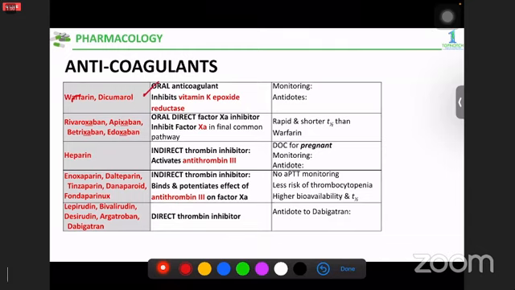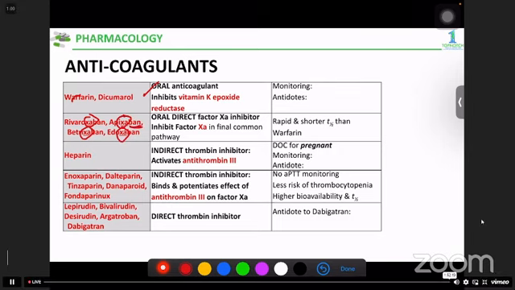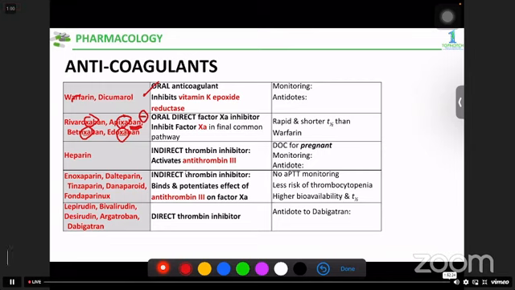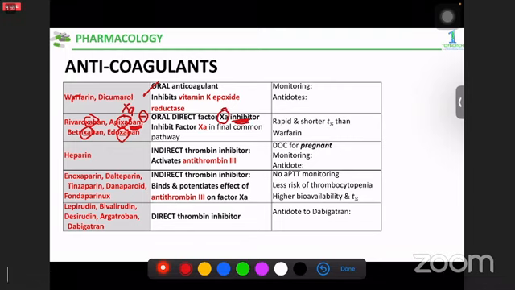So ito naman mga saban. Rivaroxaban, apixaban, mga ganyan, may saban. Tapos ban, ibig sabihin antagonist. Tapos Xa. So mechanism, factor 10A inhibitor. Again, factor 10A inhibitor. So saban. Advantage, it is a rapid and shorter half-life than warfarin.